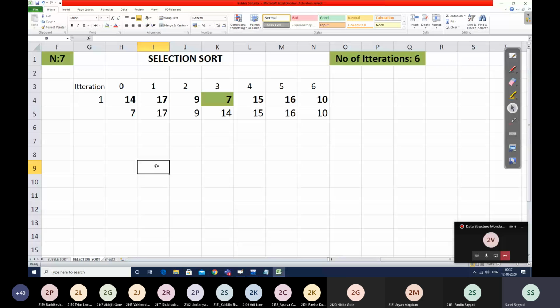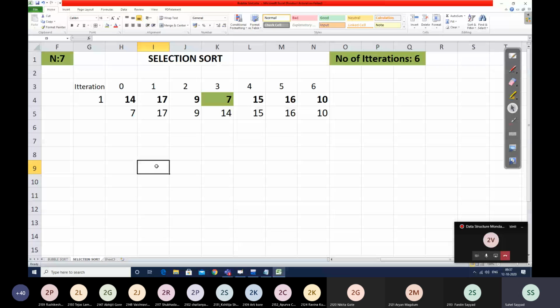Can you confirm? Anyone has any doubt? Yes, my dear students, am I audible? Yes, sir. Okay. I'll tell you how to find that smallest number, but right now what I'm trying to explain is just understand the picking process. How to find that number is the next story. I'll explain that also. But at the end of first iteration, I have to pick the smallest number. So I picked that 7 and I swapped it with 14.